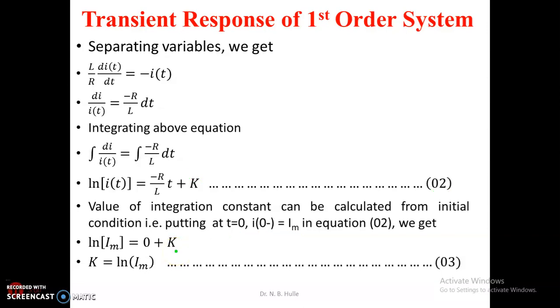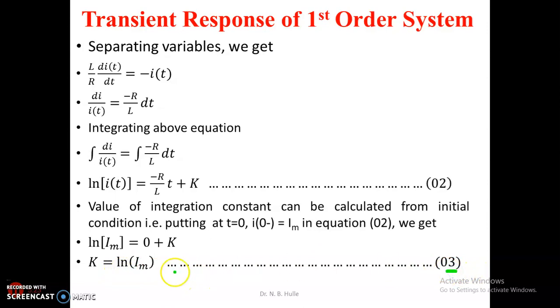If we are finding the value of the integration constant, we substitute t equal to 0. Here, log of I of t, and I of t at t is 0 is I of 0, so log of I of 0 is nothing but log Im. In this case the t term becomes 0, which means this whole term becomes 0, and this is k. So the constant k is equal to log of Im, and this will be equation number 3.